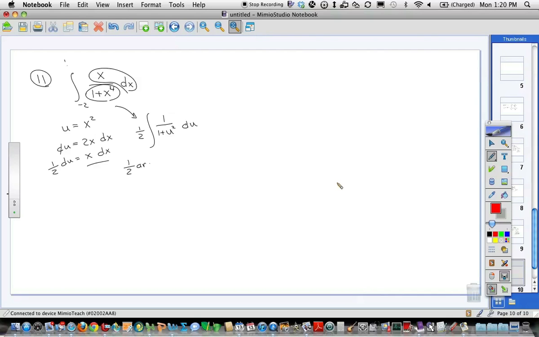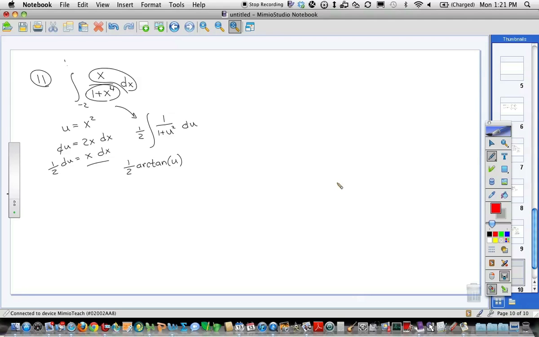Now, however, I've gotten ahead of myself here a little bit. First of all, I don't need a plus c because this is a definite integral. We don't need the plus c because when we subtract, the plus c's will subtract out. Second thing is, what didn't I circle over here?